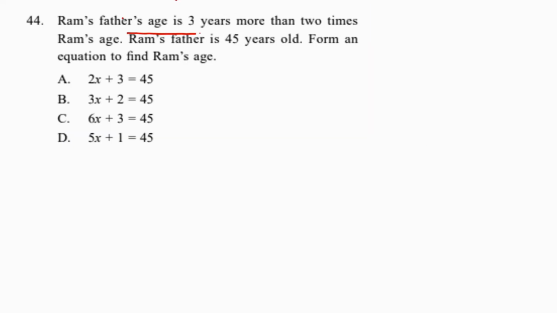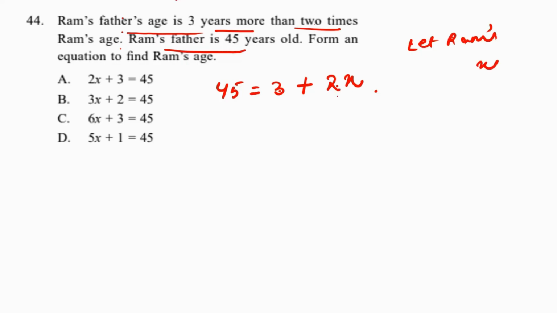Next, Ram's father's age is 3 years more than 2 times Ram's age. Ram's father is 45 years old and he is 3 years more than 2 times Ram's age. So if we take Ram's age to be x, then 2 times Ram's age, plus 3 more, gives his father's age. So this is the equation formed, which is in option A: 2x plus 3 equals 45. Hence, that's the answer.